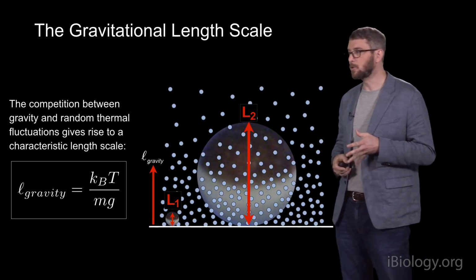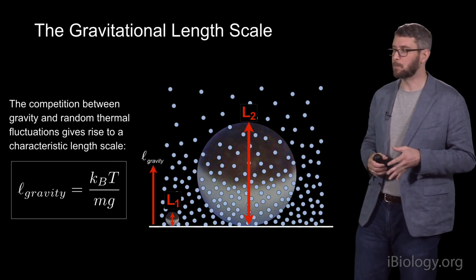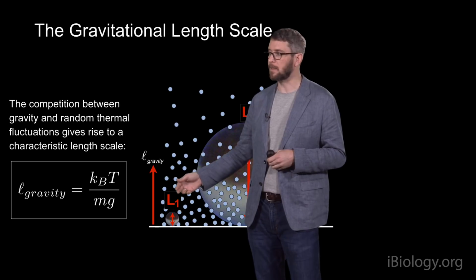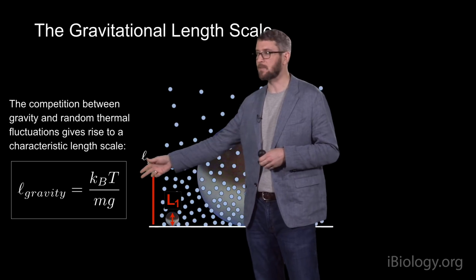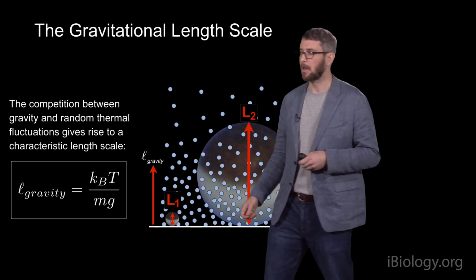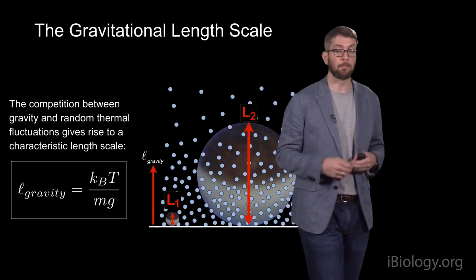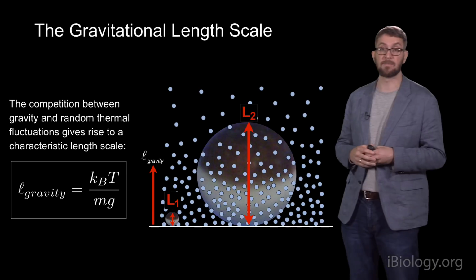So we usually ignore gravity within cells because the idea is that cells in general are smaller than this gravitational length scale for any of the structures that we'd be considering. The one change we would make to this equation is that instead of mass, we would put a buoyant mass, so some volume times a density difference.